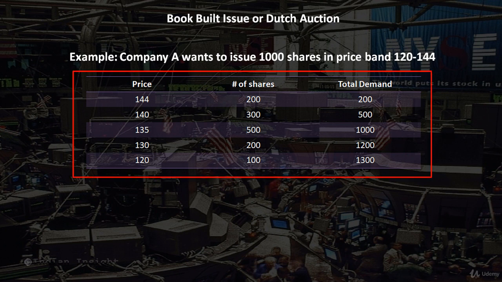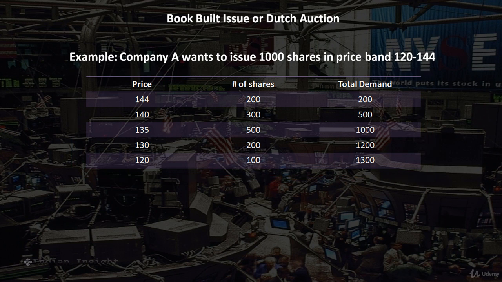The company would start by sorting the bids from highest to lowest. It would start by allocating shares to the highest bidder first and then progressively moves down until all the shares that need to be sold are allocated. So in this example, first the company allots 200 shares to the bidder with the bid price of 144. Since the company intends to sell 1000 shares, it still has 800 shares left.